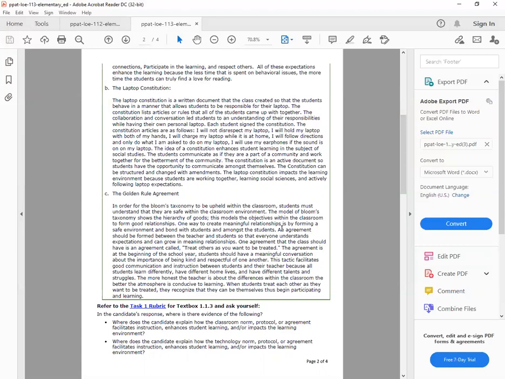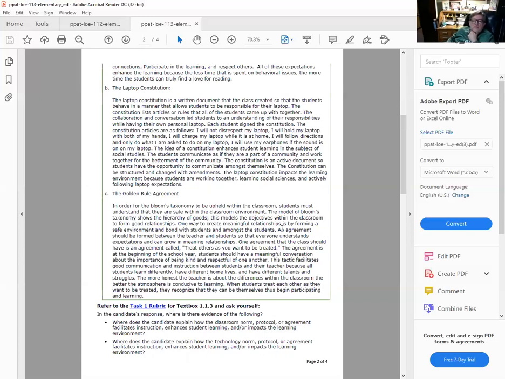So it goes back to the question, how does that enhance student learning and impact the learning environment? They're held responsible for it. They are all held responsible. And if you know that you can only do what the teacher has told you to do on your laptop, that keeps that student from, hopefully, with the teacher walking around in close proximity, looking at other things on the laptop, going to other places. And it also says, I will use my earphones if there's sound on my laptop.